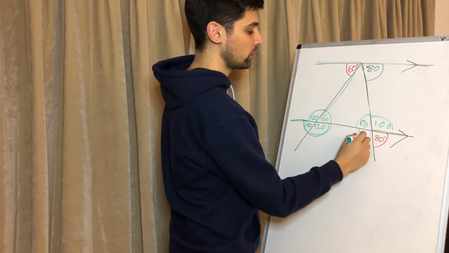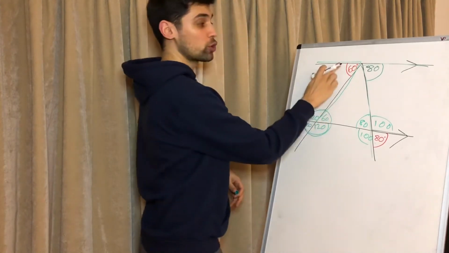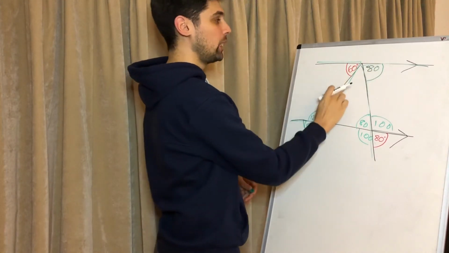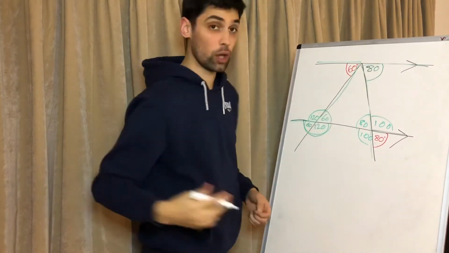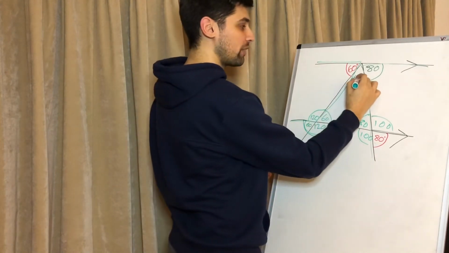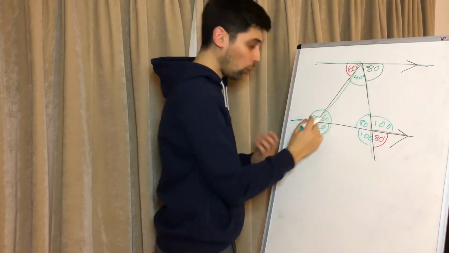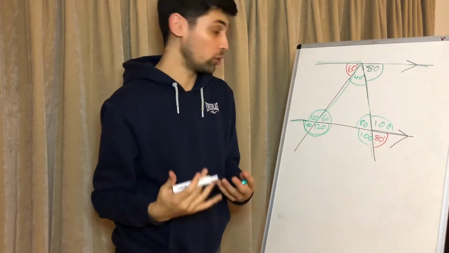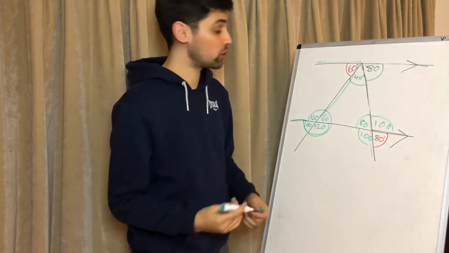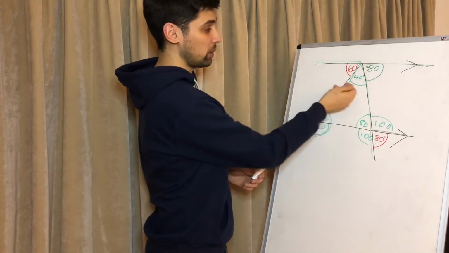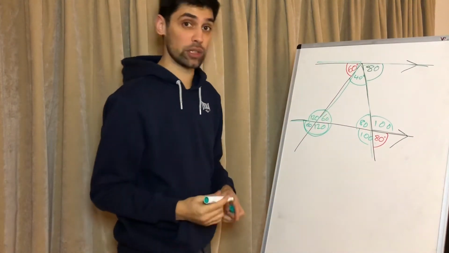And because angles on a straight line add up to 180 here, we know 60 plus 80 is 140, so there'll be 40 left over there. And obviously we've got a triangle here, so all of those three angles should add up to 180, because angles in a triangle add up to 180. So 60 plus 80 plus 40 does indeed add up to 180.